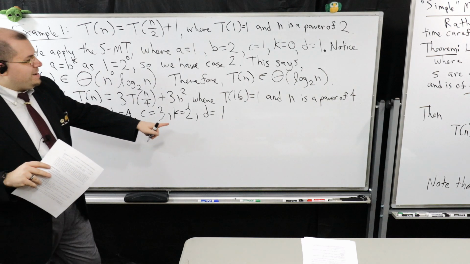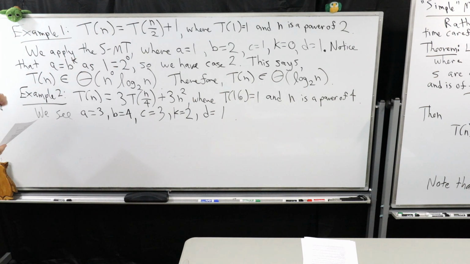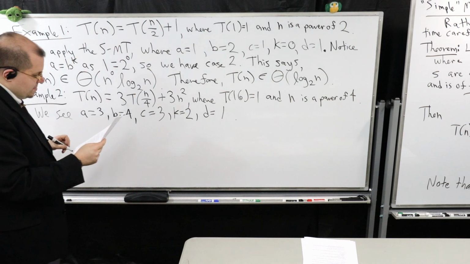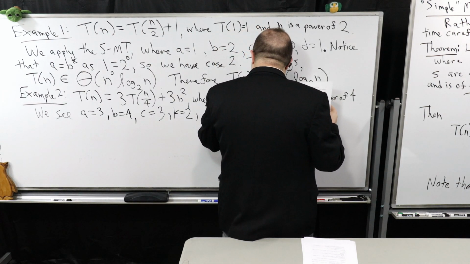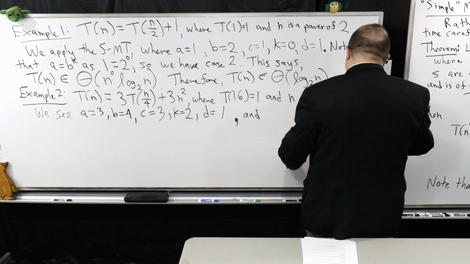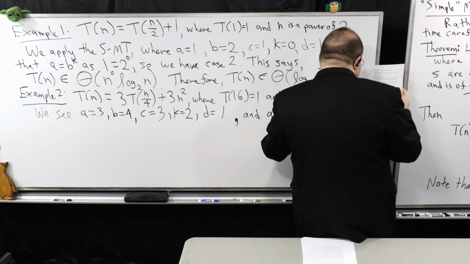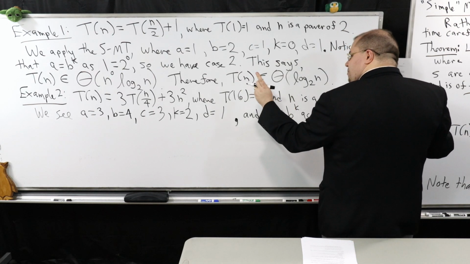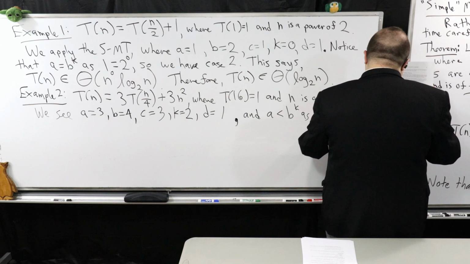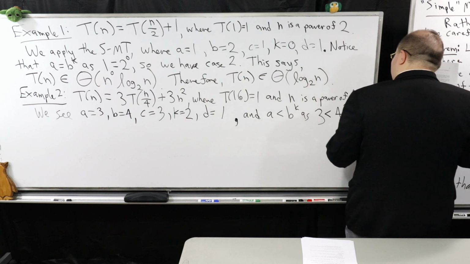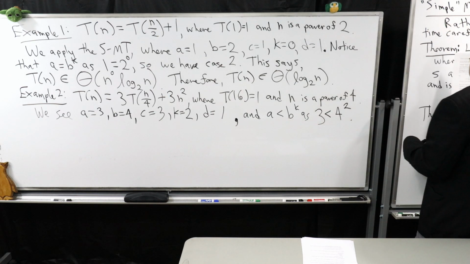So that's when T of 16 is equal to 1, so it's just when d is equal to 1. And I'm going to change that period into a comma because it's fun. And a is less than b to the power k, as 3. So b is 4 and k is 2, right? So we know right away that 3 is less than 4 squared, right? Because 4 squared is 16.